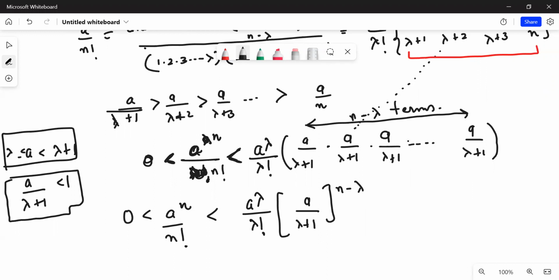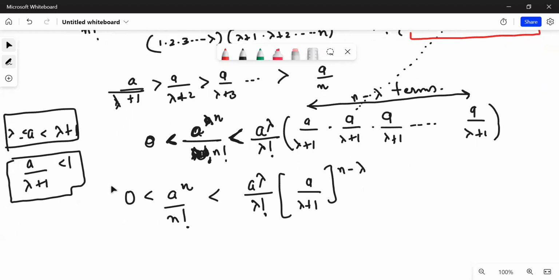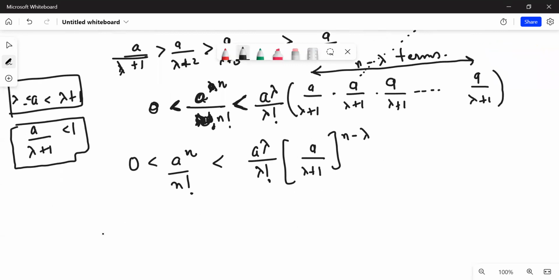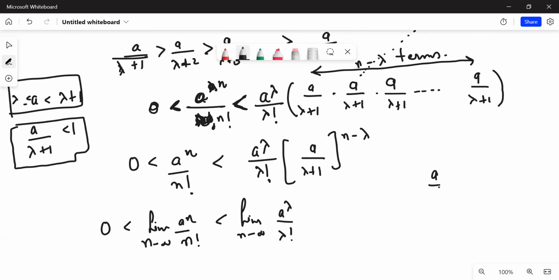So if there are n minus lambda terms here, this is a upon lambda plus 1 raised to power n minus lambda. If you see on the right hand side, and I take the limit on both sides as n tends to infinity, this is 0. So I'll write limit n tends to infinity, a to the power n upon n factorial. This would be less than limit n tends to infinity, a to the power lambda upon lambda factorial, and a upon lambda plus 1, and there would be another number, let's say a upon lambda plus 1 raised to power minus lambda.